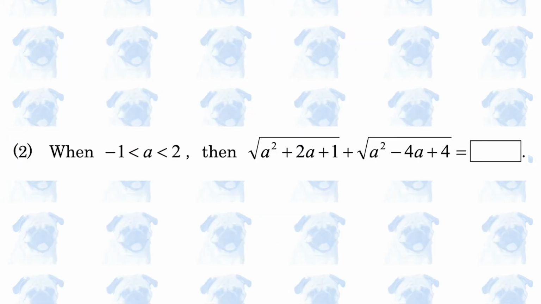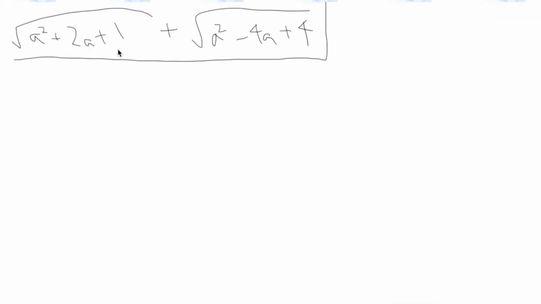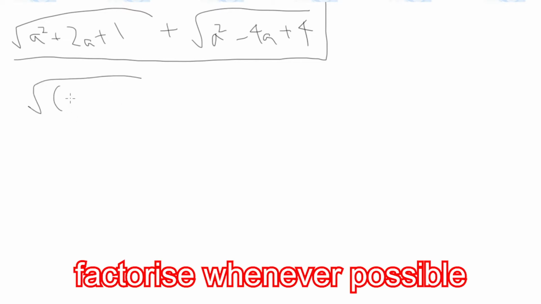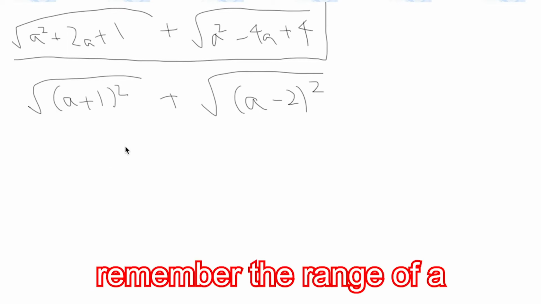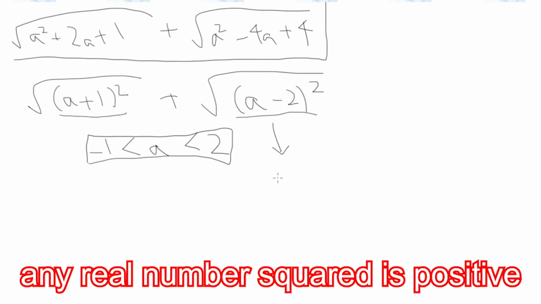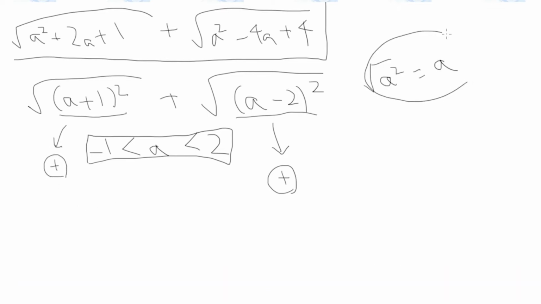The next question, number 2. It looks like we can factorize what's inside the roots. So let's factorize first. That's done, but we have to keep in mind the range of a, -1 and 2. This must be a positive number, and this number also has to be a positive number. But if we use this rule and take a-2 out of the square root, we get the wrong answer.